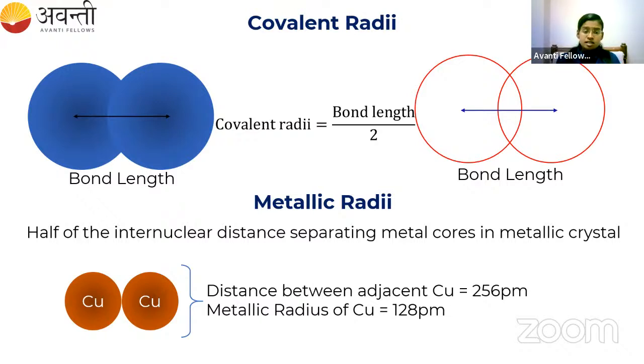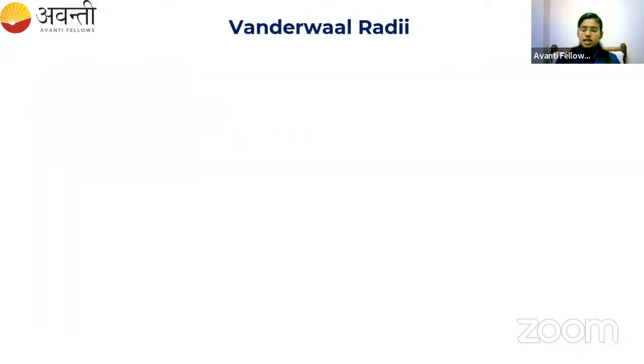And the distance between the two coppers is the internuclear distance and its value is 256 picometer. And if I divide this by 2, I will get 128 picometer, which is the metallic radius of copper. Okay. So half of the internuclear distance in the metallic crystal is called metallic radius. Very easy. Clear. Then the third is called van der Waals radii.